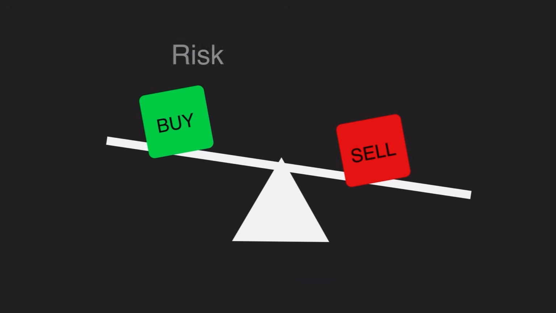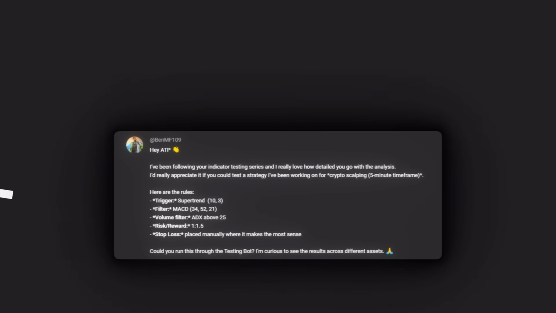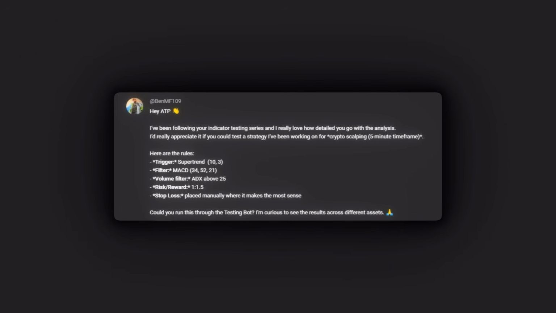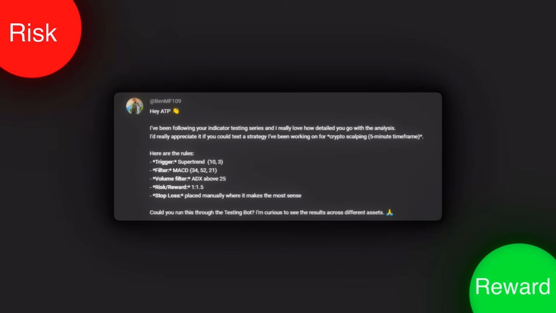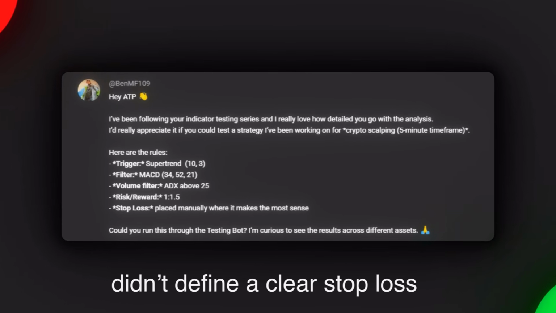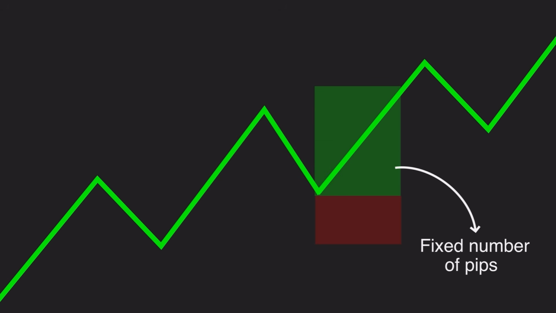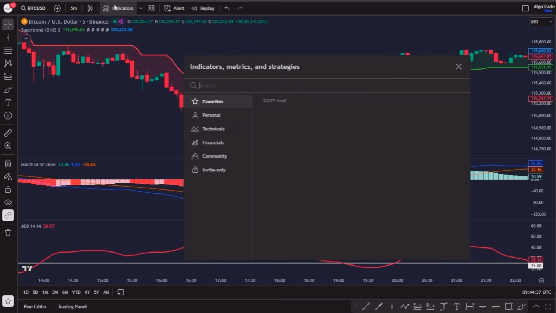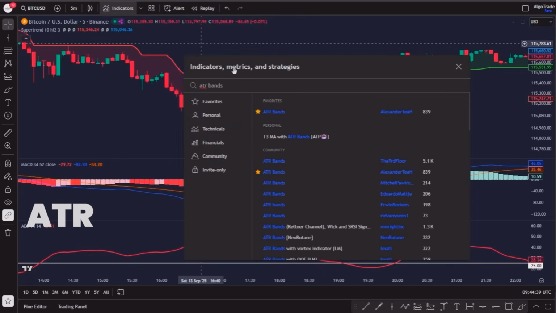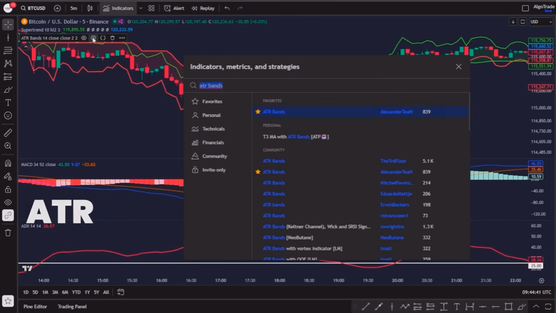Now, let's talk about risk management. The subscriber mentioned a 1 to 1.5 risk to reward ratio, which is great, but it didn't define a clear stop loss. Personally, I always prefer dynamic stops that adjust to volatility, rather than a fixed number of pips. And so, for this test, we'll use the ATR Bands with a multiplier of 2.